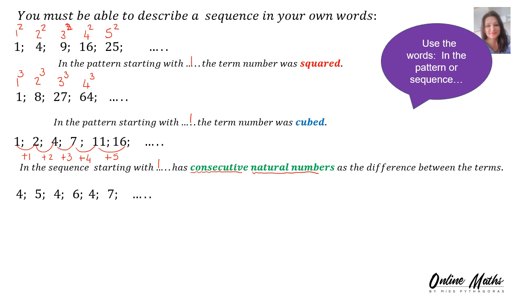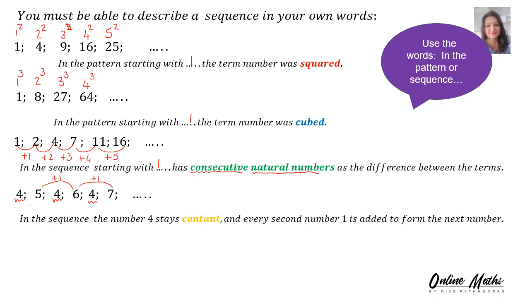In the next sequence, 4, 5, 4, 6, 4, 7. Can you see that the number 4 is constant? And then to get from 5 to 6, you added 1. To get from 6 to 7, you added 1. So that in your own words will be, in the sequence, the number 4 stays constant, and every second number, 1 is added to form the next number.